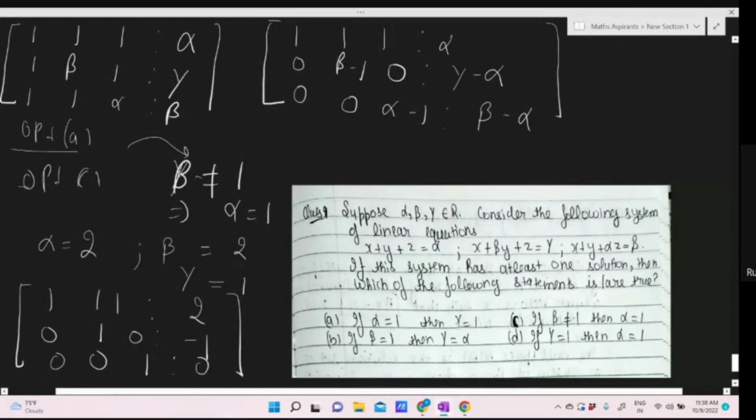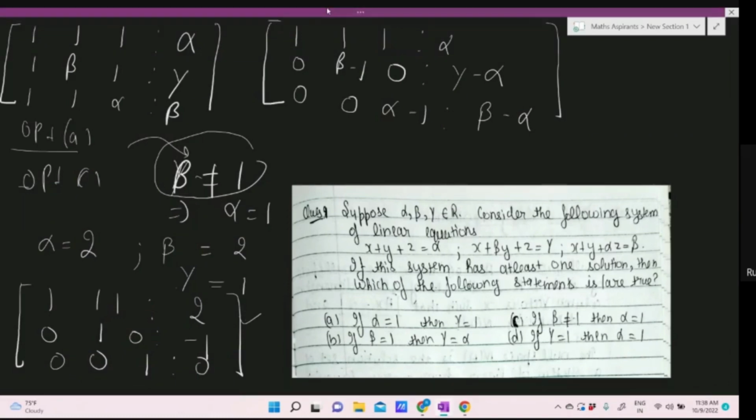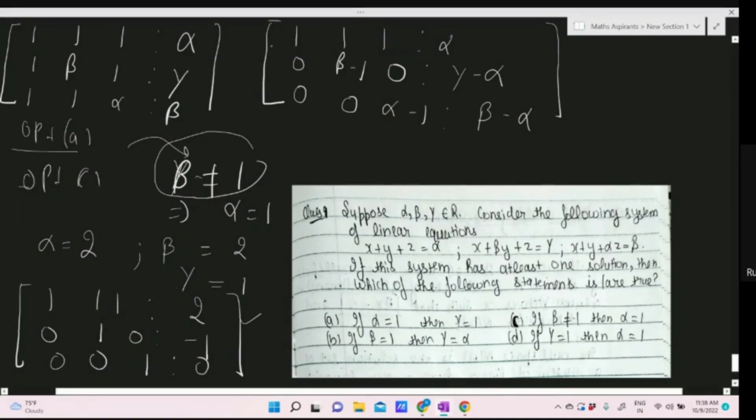Therefore, this option becomes the incorrect option, because the option says that if beta is not equal to 1, then alpha must be equal to 1. Here we have taken beta is equal to 2 and alpha is equal to 2. We get a system of linear equations which admits a unique solution. Therefore, option number C is the incorrect option.